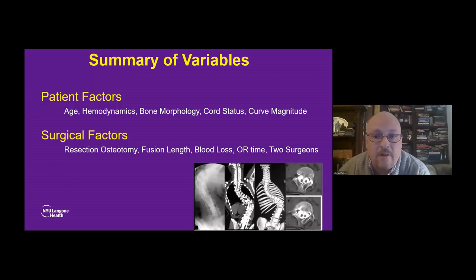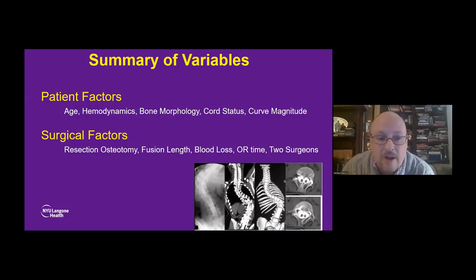So, breaking it down, how you make your decision on single stage versus dual stage involves the patient factors and the surgical factors in terms of what you are going to do. Some of these multivariates should be age, the hemodynamics of the patient, the bone morphology of the actual pathology itself, cord status, and curve magnitude, as well as risk of progression. I think these are the factors that should be looked at.